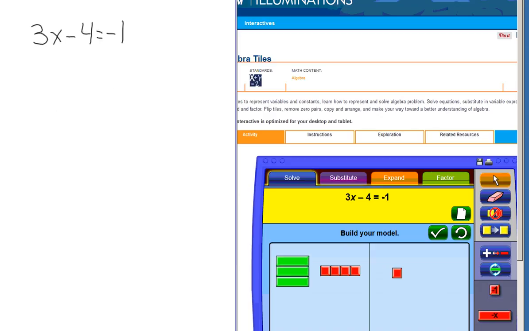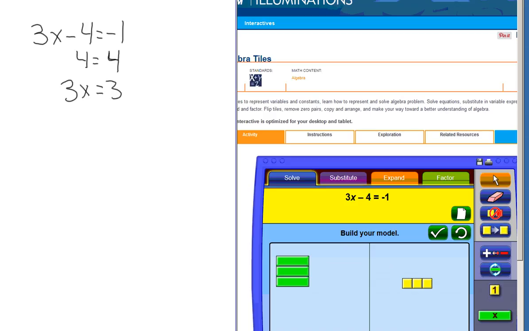Now we're going to look at a new equation. This one is 3x minus 4 is equal to negative 1. So we're going to do something pretty similar to this one. We have some x's on this side and numbers on both sides. So we're going to bring in 4 positives to each side so that we can get 0 pairs on the left. In doing so, that creates our 4 0 pairs on the left, and it creates 1 0 pair on the right. So all of those are going to disappear.